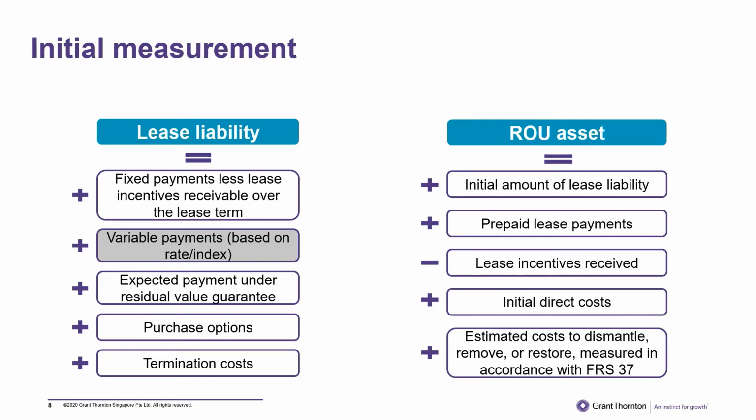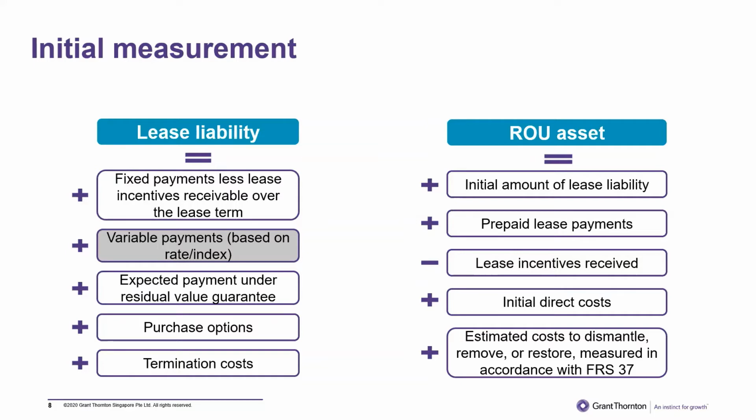So now the next question is, once we have decided it's a lease, we need to put something on a balance sheet. How do we determine that? So we're going to cover lease liability. Lease liability is the sum total of fixed payments, which is the minimum lease payments that you are contractually obliged to pay, less any incentives received or receivable over the lease term.